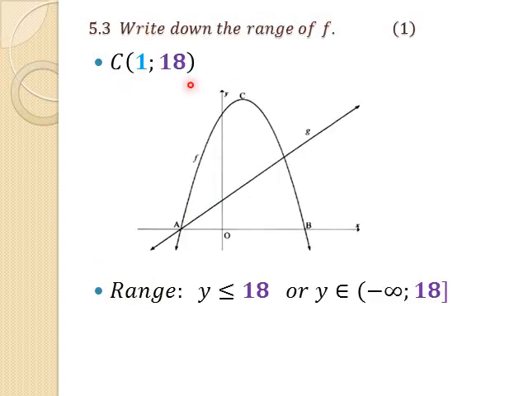Alright, so to get the range, as I said, we need the turning point. So the turning point is (1, 18). Because the graph is a sad face pointing down, that's called a maximum turning point. It turns at the biggest value of y, which is 18. The graph is pointing down, so my range would read y less than, because it's becoming smaller, or equal to the y value of the turning point, 18, or can also be written as y is an element of negative infinity to 18. So that is my range.